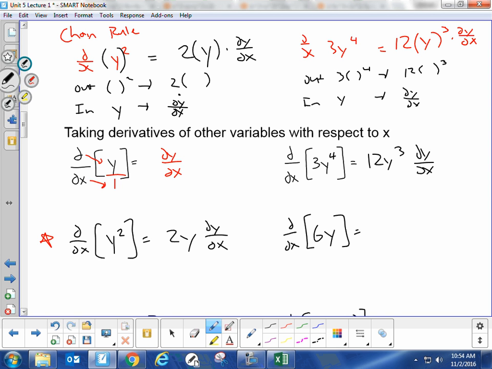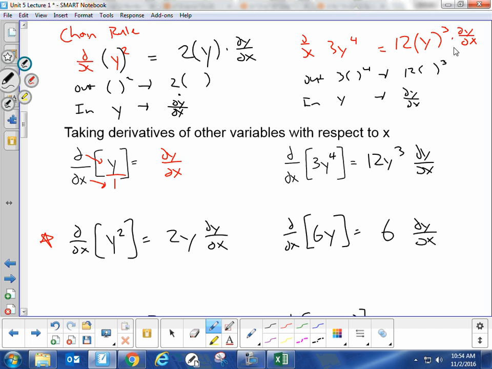Now, without showing you the whole chain rule process, I can just tell you what the derivative of 6y is with respect to x. The derivative of 6y is 6 dy dx. So what do we notice? Yeah, it's just like what we're used to doing with x's, only we need a dy dx at the end. That's exactly right.